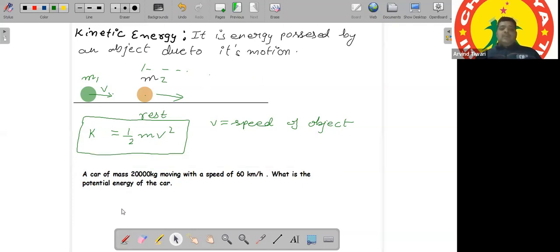Okay, now let's see who is getting the correct answer. The kinetic energy is given by the formula 1 by 2 mv squared. So we need 1 by 2 multiplied by mass, which is 20,000, and multiplied by v squared. But velocity is given in kilometer per hour, so we need to convert it to meter per second. 60 kilometer per hour to meter per second would be 60 multiplied by 5 by 18.